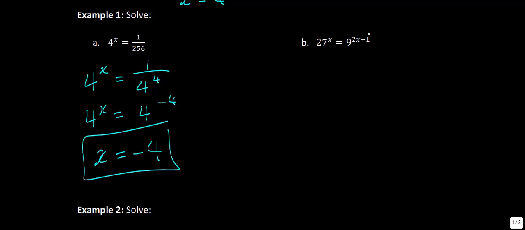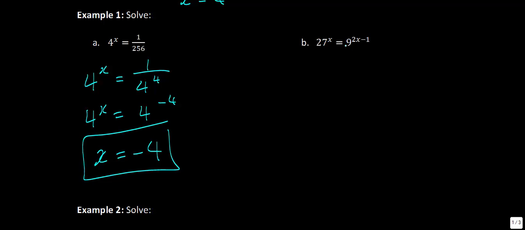Okay, so let's try another one over here. We have 27 to the power of x equals 9 to the power of 2x minus 1. All right, so this is definitely a little bit more complicated. In the back of my head, when I see this question, I'm thinking, is there a common base that we could create here at some point? And what I'm noticing is that I know that 3 to the power of 3 is 27, and I know that 3 squared is 9, so I'm thinking 3 is where I want to go.